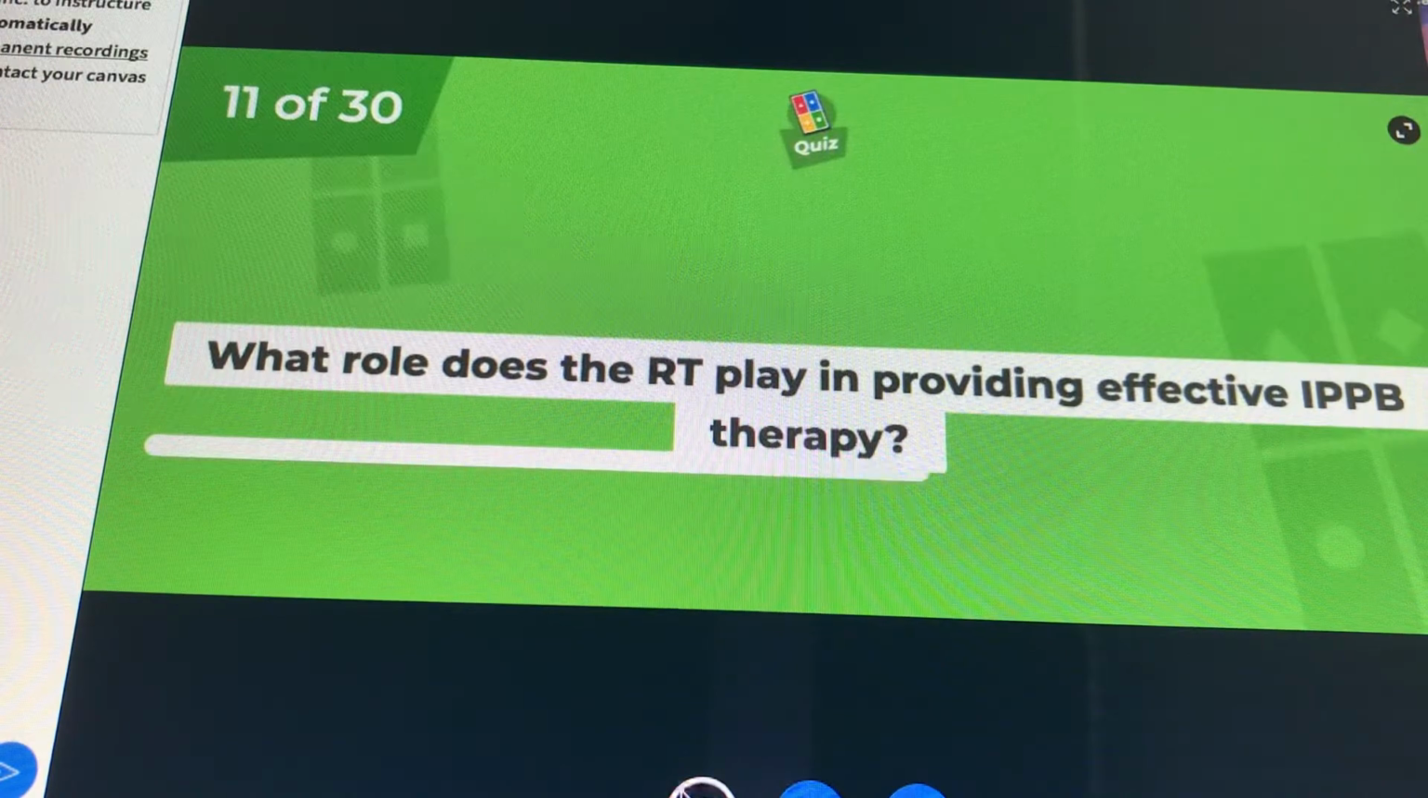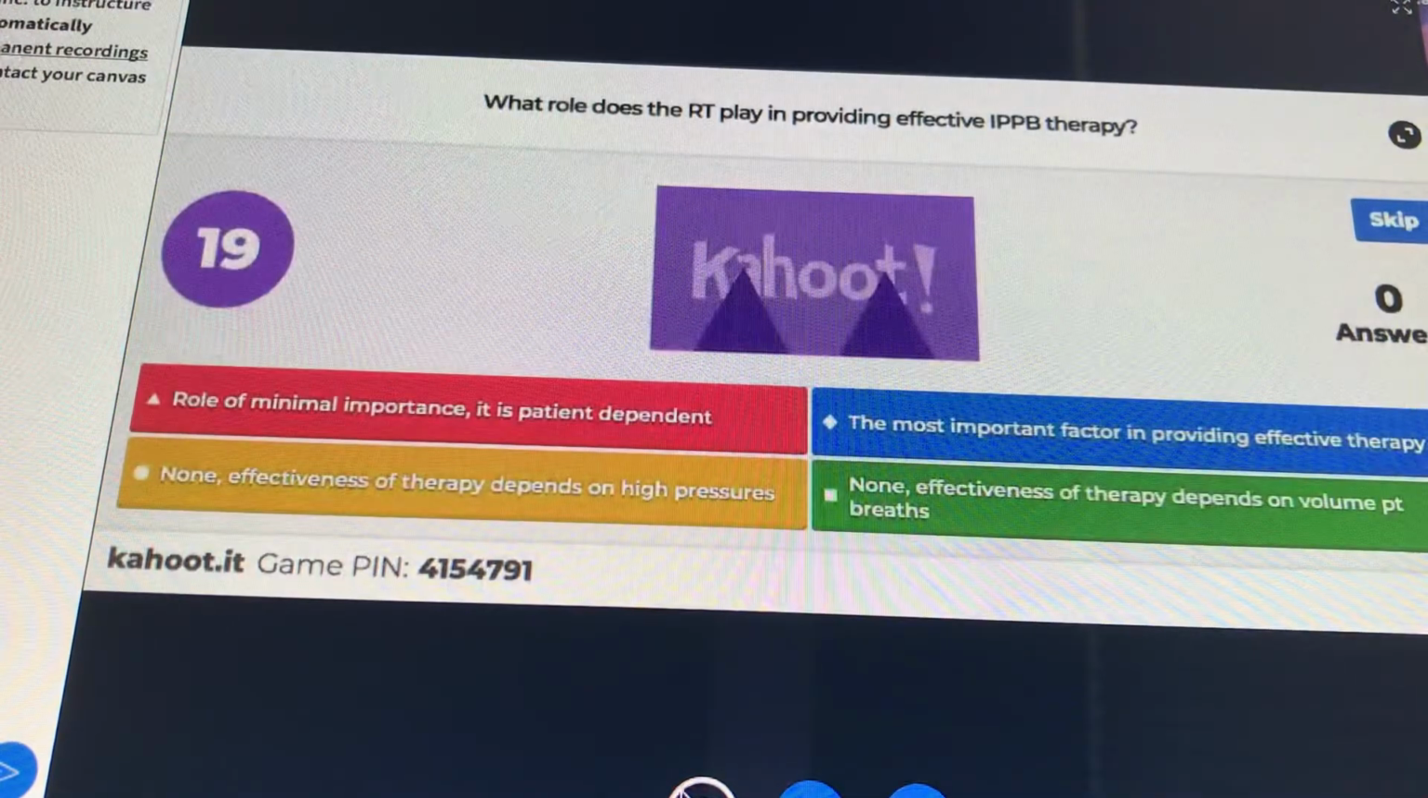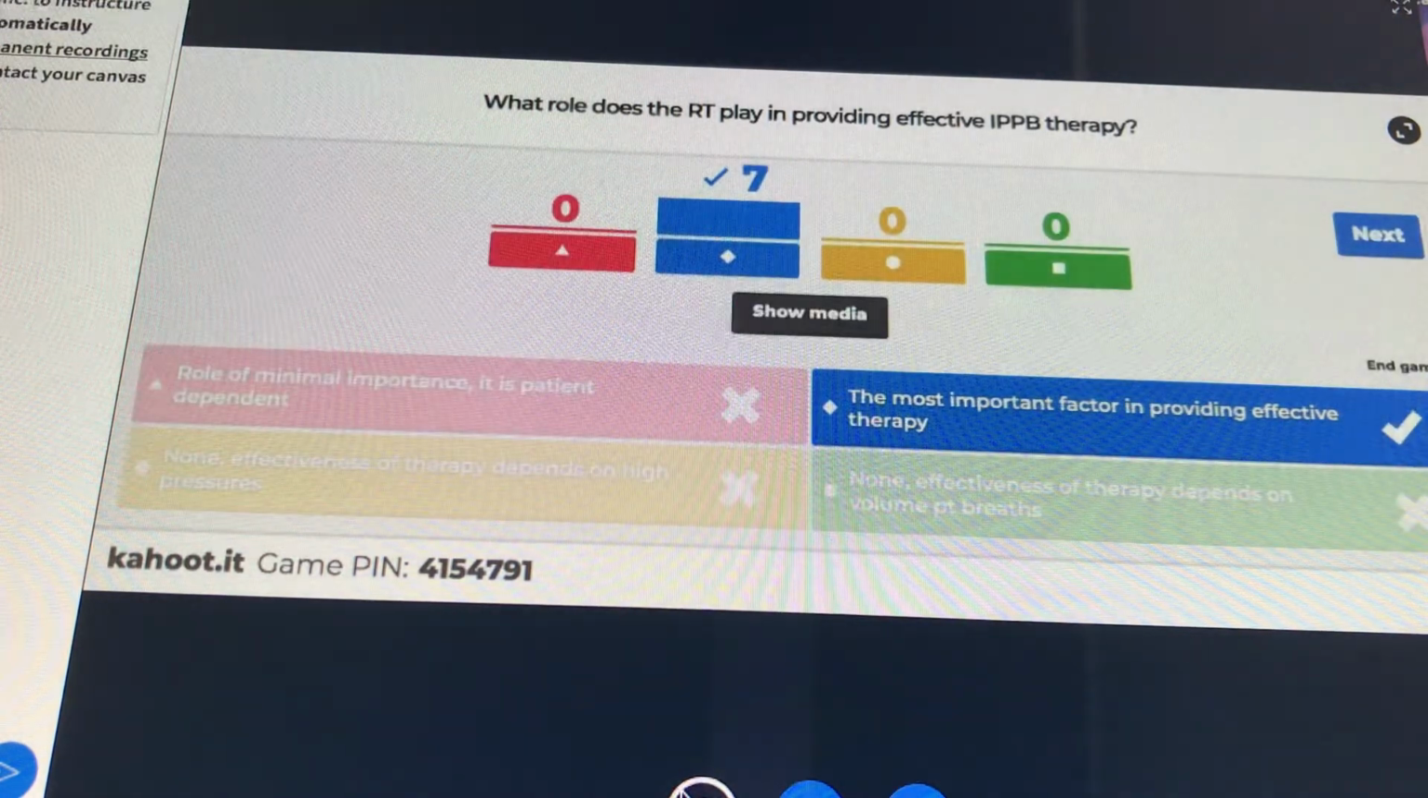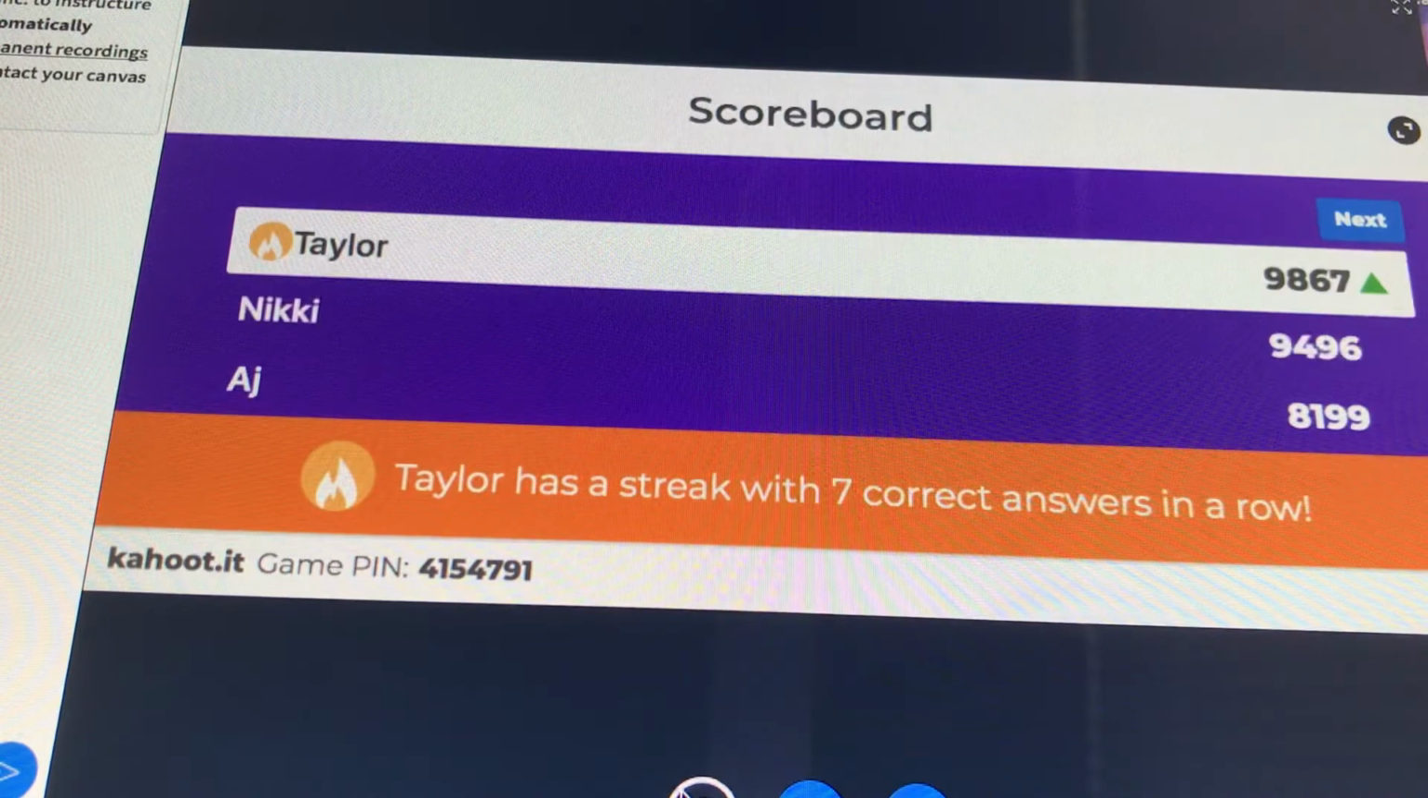What role does the RT play in providing effective IPPV therapy? The most important factor in providing effective therapy is you, the RT. If you don't instruct your patient properly, if you don't set the machine properly, you're not going to have an effective treatment. You could even hurt your patient.